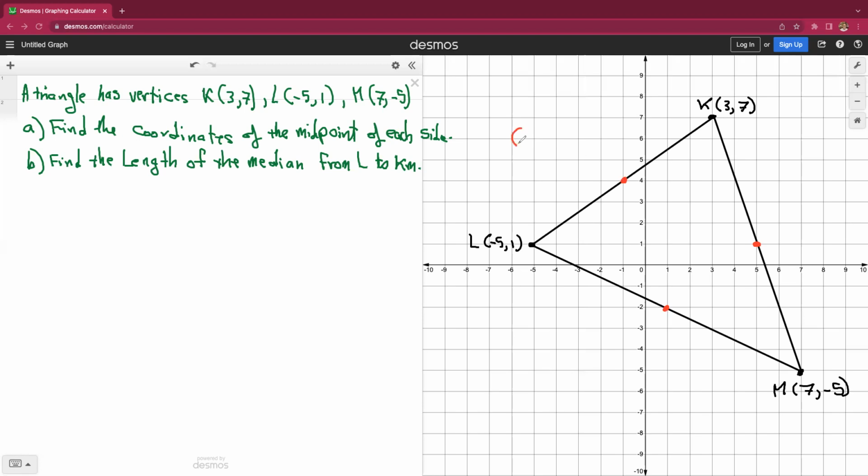So if you're finding the midpoint, which is right here, it's between these 2 points right here. So what I'm going to do, I'm just going to go x1 plus x2. So 3 plus -5. So just -2 over 2.